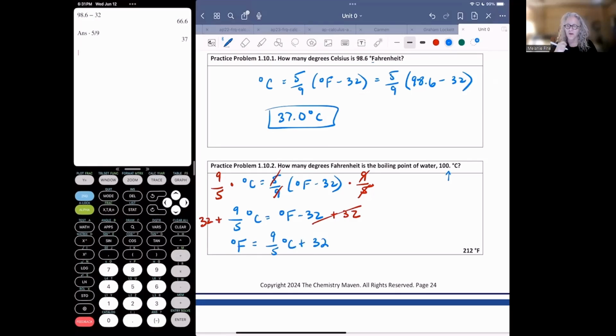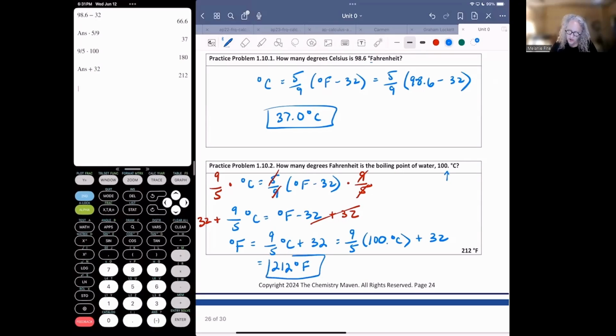Now I can input my variable and solve for Fahrenheit. So we have 9/5 times degrees Celsius, which is 100 degrees Celsius, plus 32. So we're going to do the multiplication first, 9 divided by 5 times 100. And then we are going to add to that 32. And we get 212 degrees. 3 sig figs, it's to the ones place, so this is 3 sig figs as well. So 100 degrees Celsius, the boiling point of water, is 212 degrees Fahrenheit.